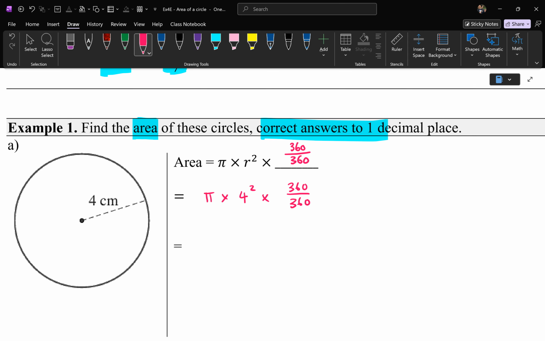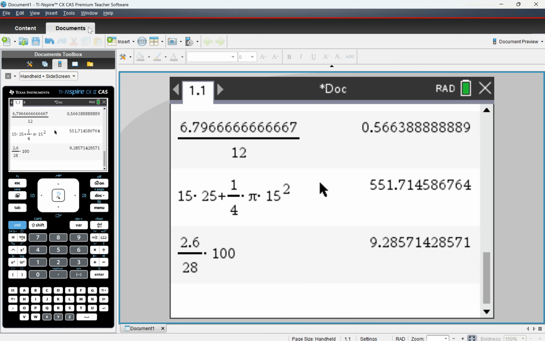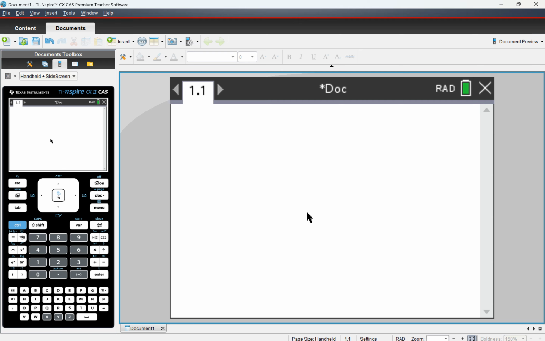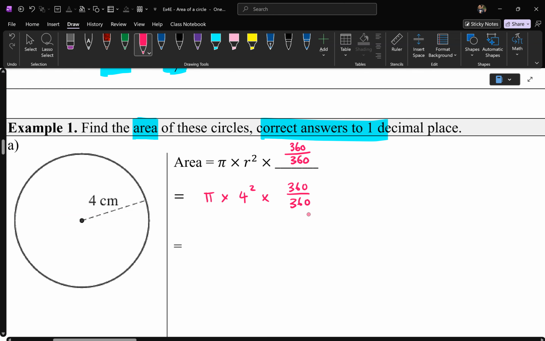Grab out your calculator. I'm going to do it on screen so you can see why I don't want you to type 3.14. So this is what students do, because they're too lazy to find the pi button or they don't know how to find the pi button. This is what they type. They do 3.14 times, now you said it's r squared, which is 4 squared.